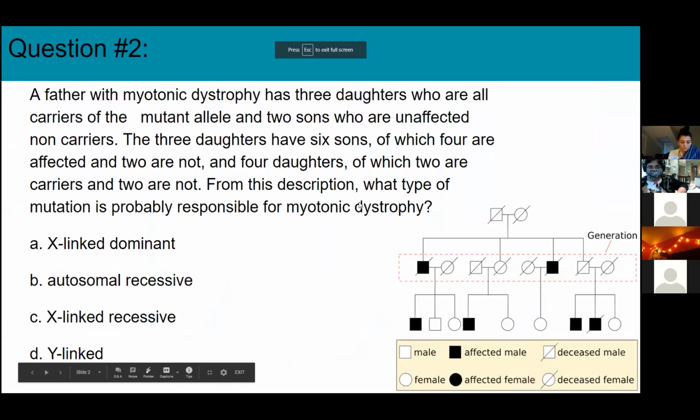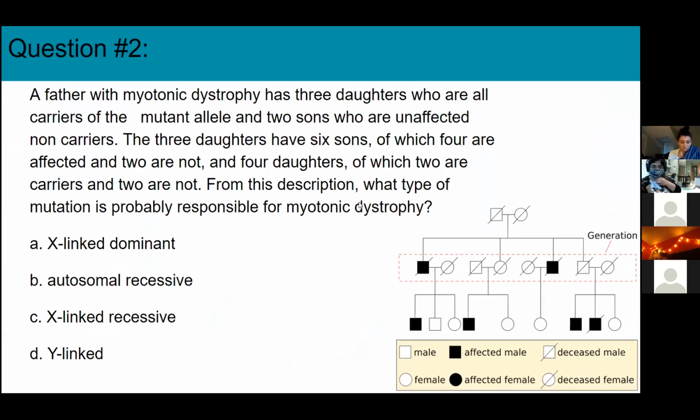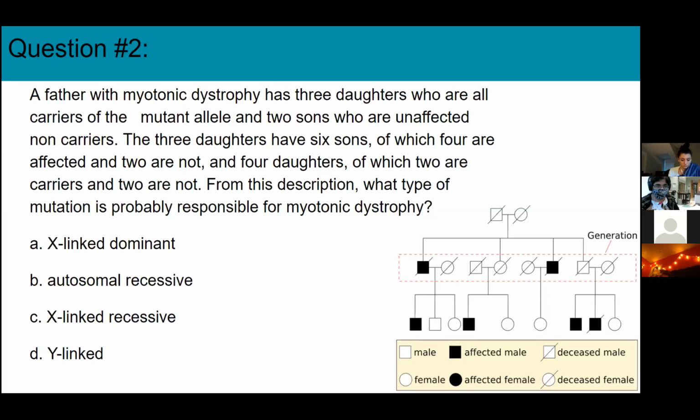All right. So I had question two, which was: a father with myotonic dystrophy has three daughters who all are carriers of the mutant allele and two sons who are unaffected non-carriers. The three daughters have six sons, of which four are affected and two are not, and four daughters, of which two are carriers and two are not. From this description, what type of mutation is probably responsible for myotonic dystrophy?